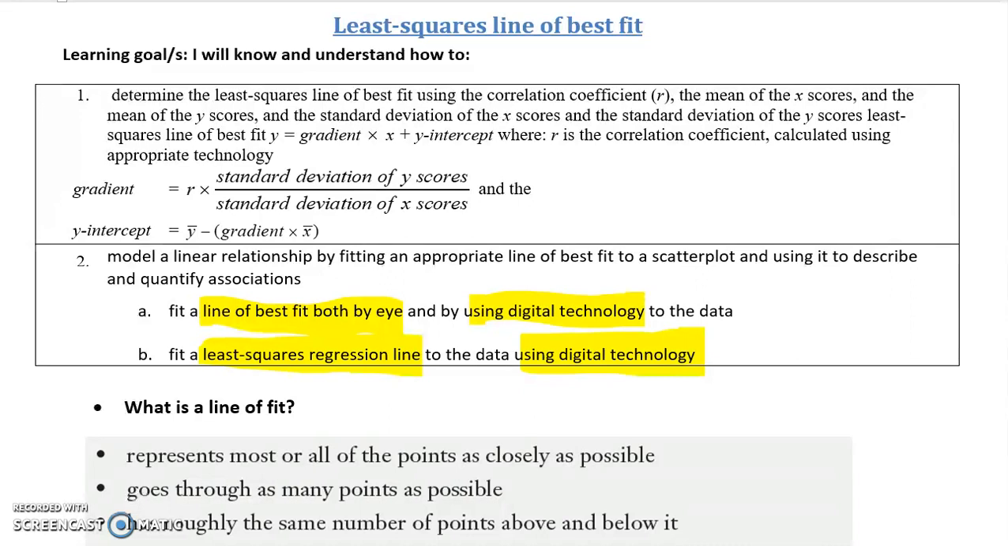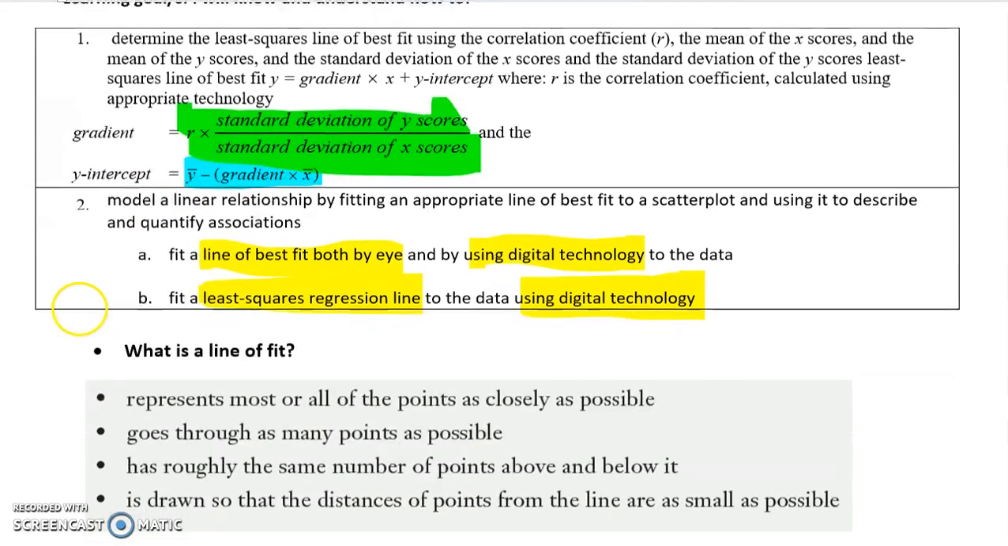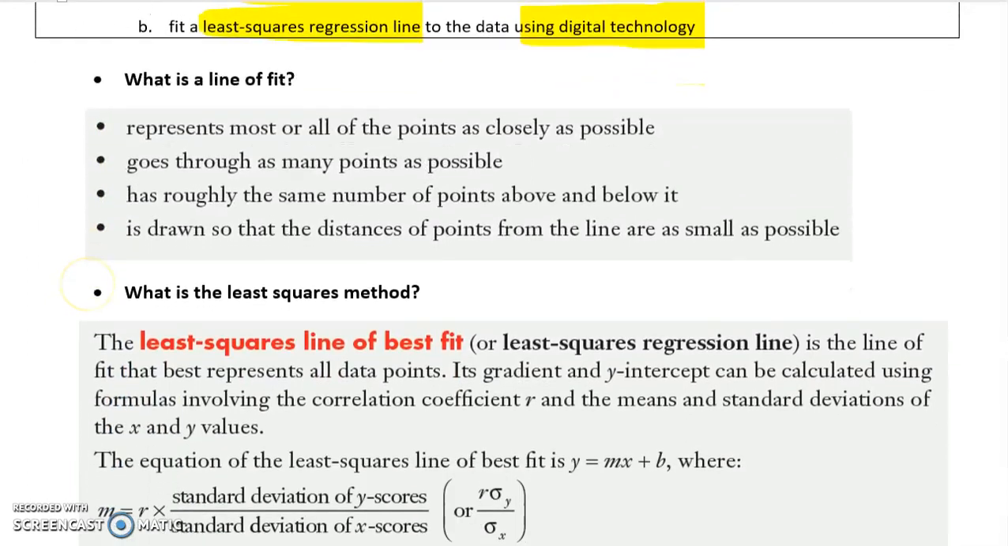Also importantly, you need to know the rules of how to calculate the gradient and the y-intercept when using this method, because often they will just give you pieces of data and you'll have to figure it out, and they may not give you all the scores. So it's important that you know those rules, as they may or may not be given to you with the question. It's not on the formula sheet.